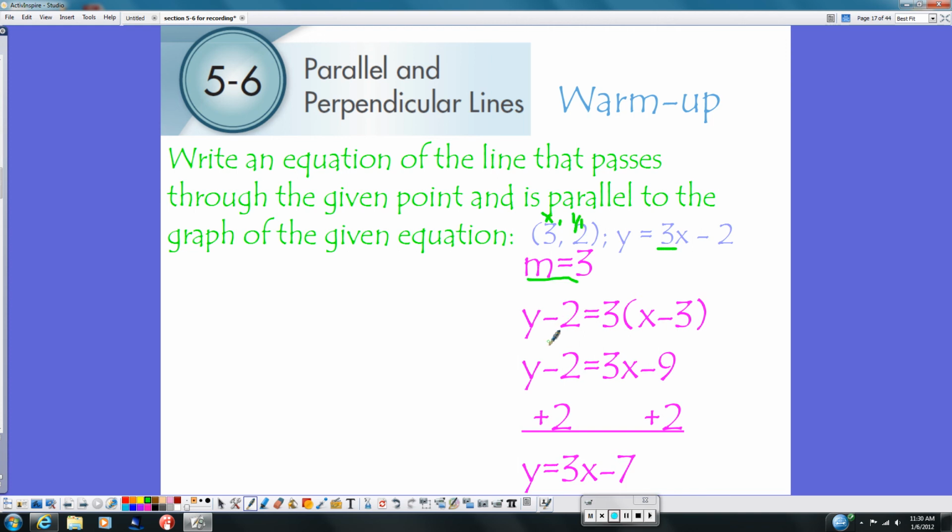y minus 2 equals 3, and then in parentheses x minus 3. We need to distribute. So we have y minus 2 equals 3x minus 9. They said to put this in slope-intercept form, so we add 2 to both sides to get y equals 3x minus 7.